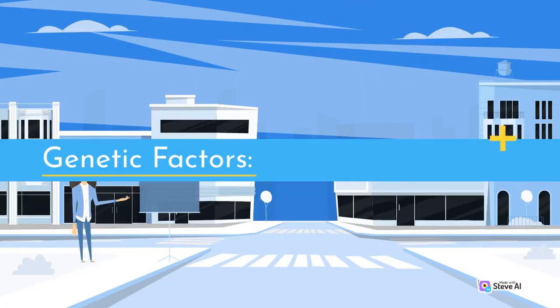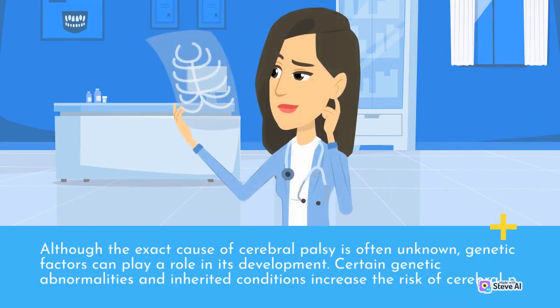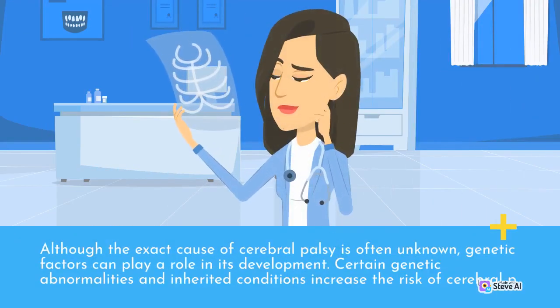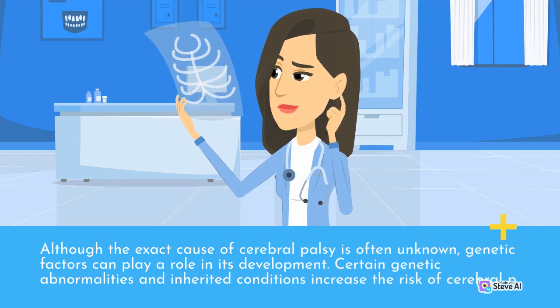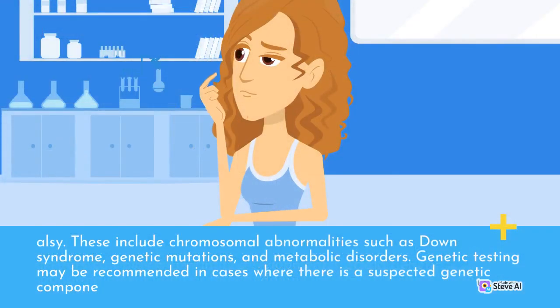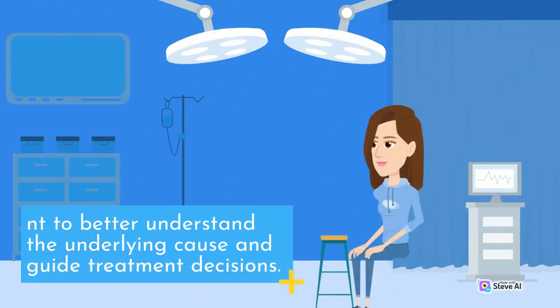Genetic factors. Although the exact cause of cerebral palsy is often unknown, genetic factors can play a role in its development. Certain genetic abnormalities and inherited conditions increase the risk of cerebral palsy. These include chromosomal abnormalities such as Down syndrome, genetic mutations, and metabolic disorders. Genetic testing may be recommended in cases where there is a suspected genetic component, to better understand the underlying cause and guide treatment decisions.